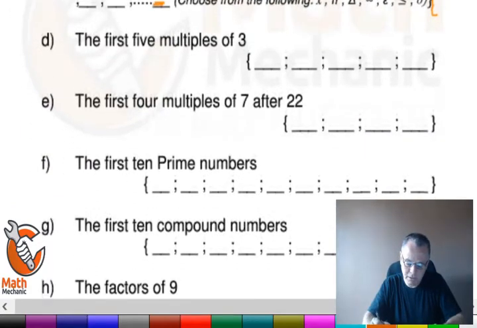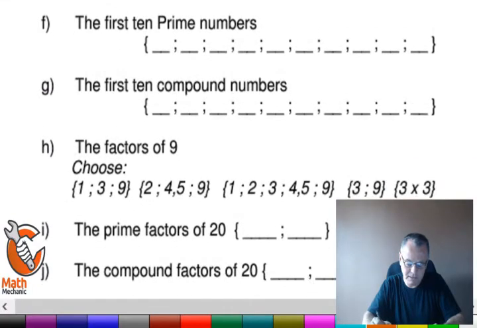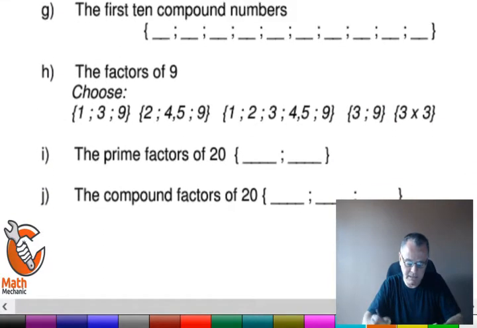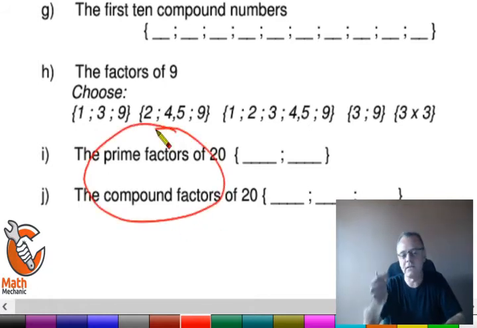Then we've got just multiples, factors, prime numbers, compound numbers, normal factors again, and then right at the end we're talking about prime factors and compound fractions, or compound factors. And all of that comes from grade 7. So you should be very well familiar with what the difference is between a factor and a multiple and a prime number and a prime factor and a compound number and all those things. This is just to test whether you can actually remember all of that.